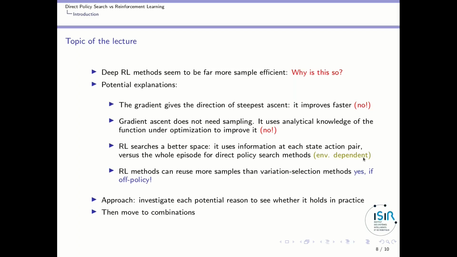And we will see finally that reinforcement learning methods are better at reusing samples than direct policy search methods. And this is true if the reinforcement learning methods are off policy. That's why some reinforcement learning algorithms are more sample efficient than evolutionary ones. But for instance, PPO, which is on policy, is not that much more sample efficient than evolutionary methods. So we will investigate each potential reason to see whether it holds in practice. And then in the second part of this playlist, I will move to methods that combine reinforcement learning methods and direct policy search methods. And you will see that sometimes we find solutions that combine the best of both worlds.